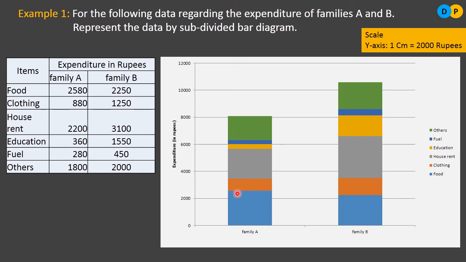Next, on top of that, you will be adding around 880 rupees on the y-axis. Then you will be getting another component, that is clothing. Next, you will be adding 2,200 rupees, that will be house rent of family A. Next, 3,060 will be added, so that is the education. Next, 280 rupees for fuel and others 1,800 rupees. So what is the height of this rectangular bar? It is equal to the total magnitude. What is the total magnitude? 8,100 rupees. Similarly, we will be constructing for family B.